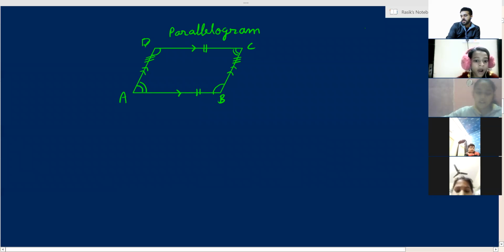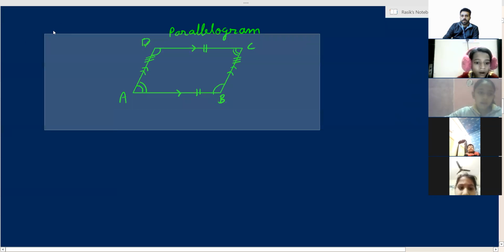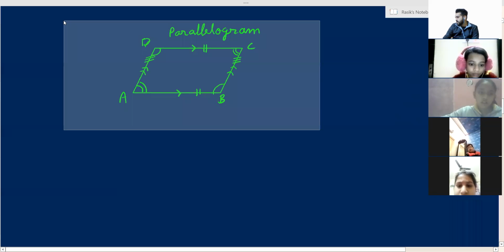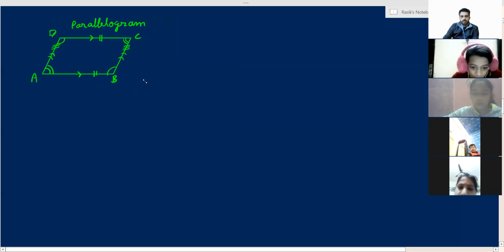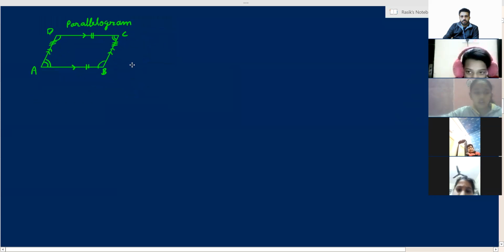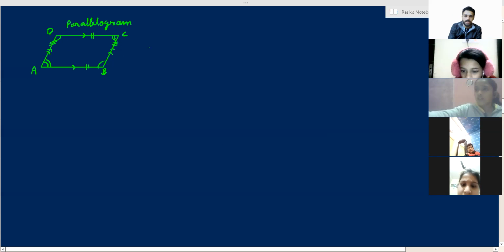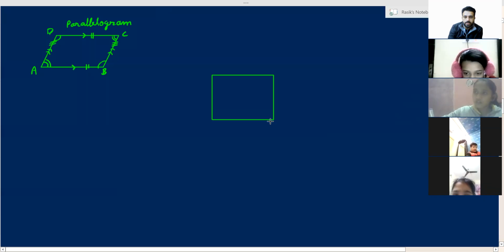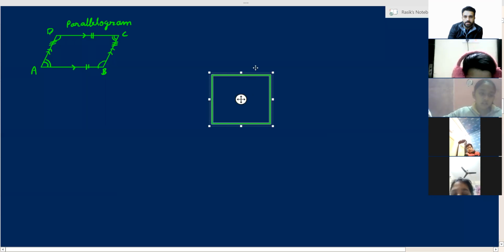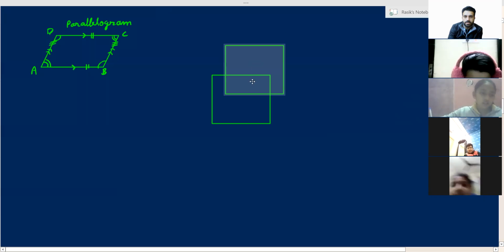So these are the properties of a parallelogram. We have already written them in the notebook. I am just keeping it here. The next shape was the square. I gave the square earlier, never mind. Sir, square is also a parallelogram.